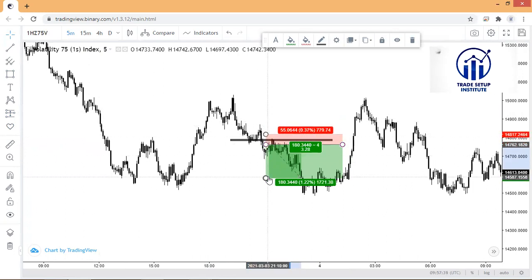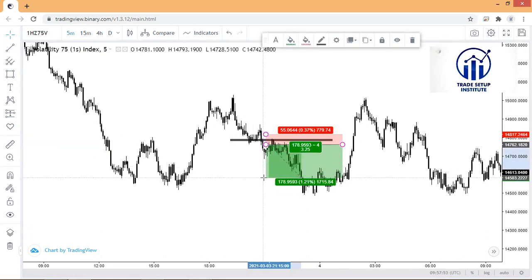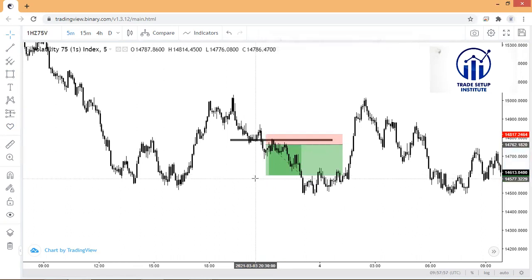Stop loss behind structure. Go for your 1 to 3 risk to reward ratio. Remember, at 1 to 2 you go break even, then you let it run. So you see, this was an easy win again.